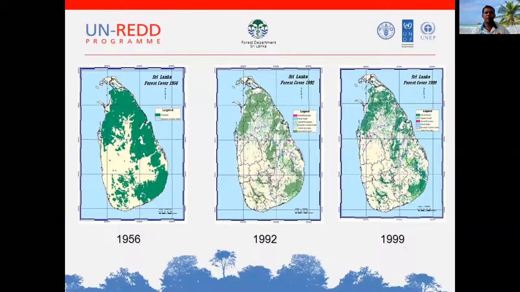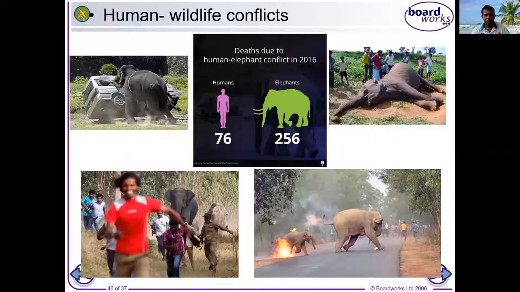And the forest cover change over time. You can see 1956, 92 to 99. If you look at the situation now, you can think of how much damage we have done, right? And the conflict between humans and wildlife is another serious issue. In 2016, 76 humans and 256 elephants died. Those are the known records, but there may be even more, right?